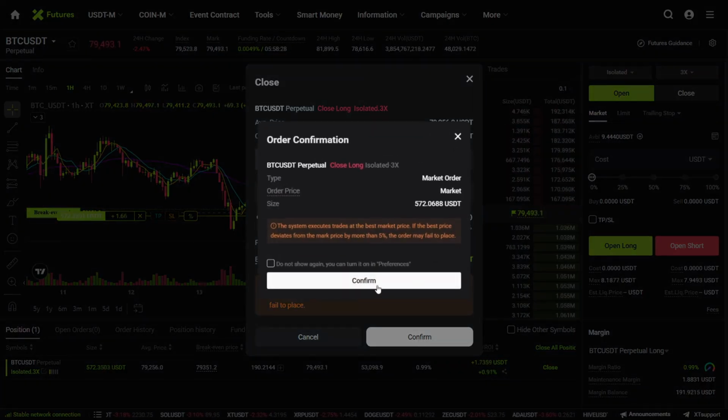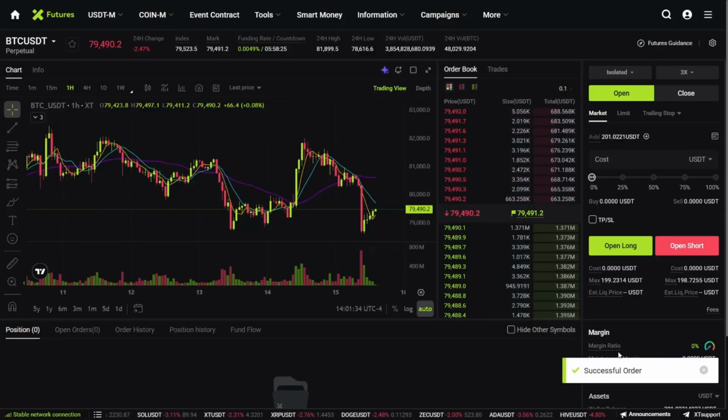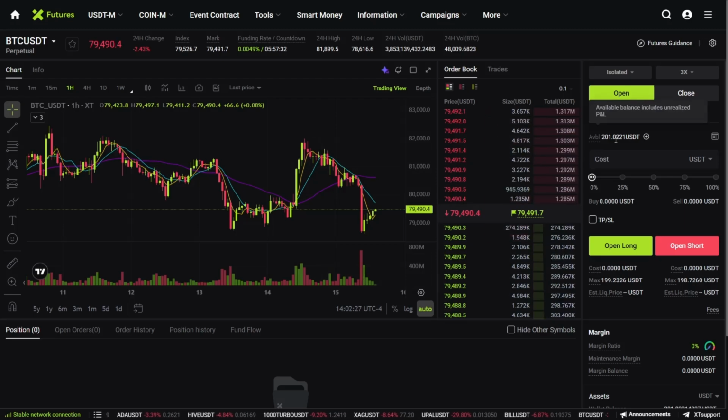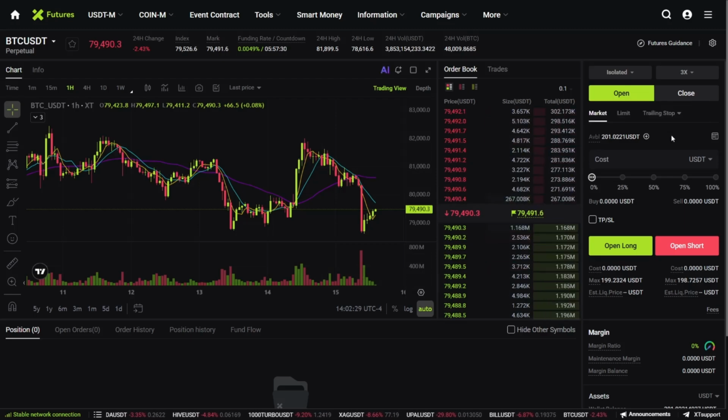Go over our details and then confirm. We have successfully closed our order. We can see in our available balance, we have about 201 USDT. We started with 200, so we did make a little bit of a profit.